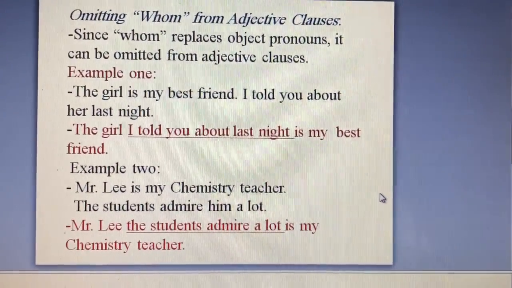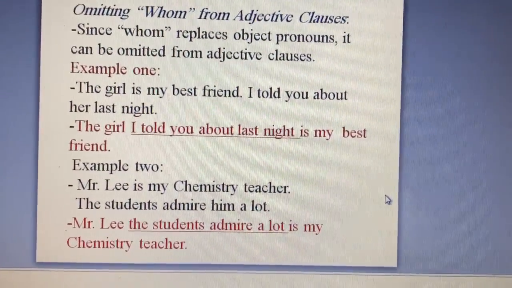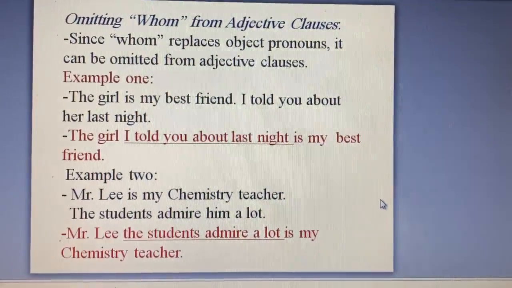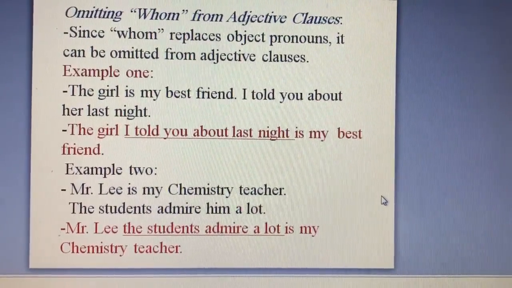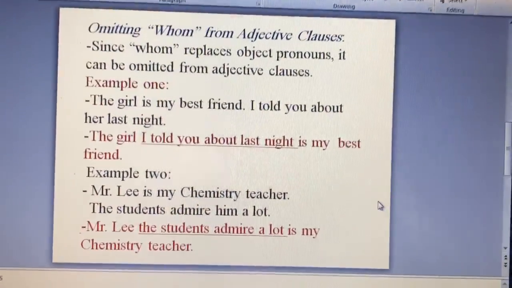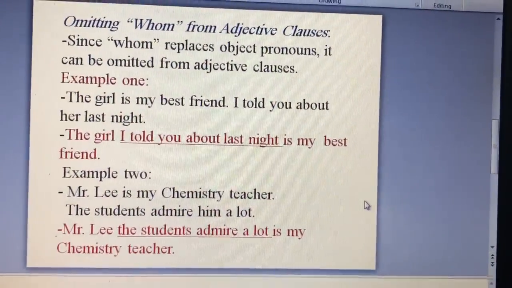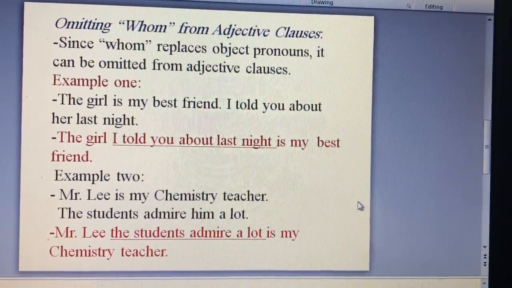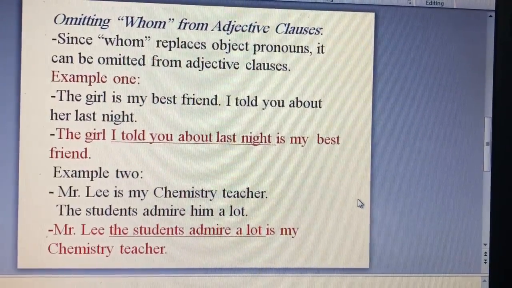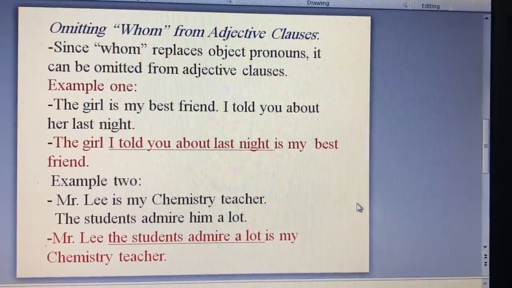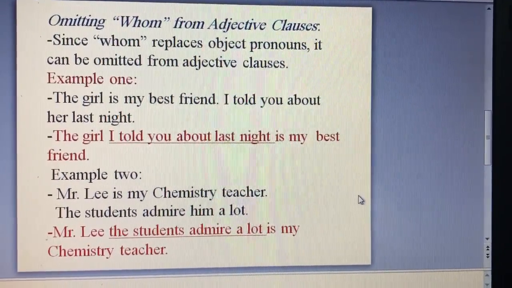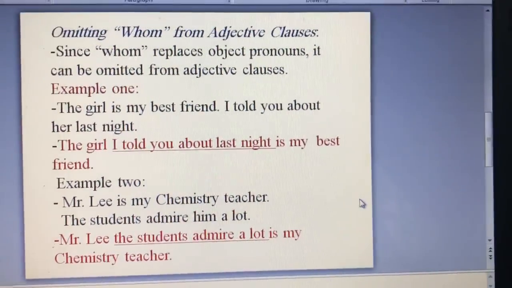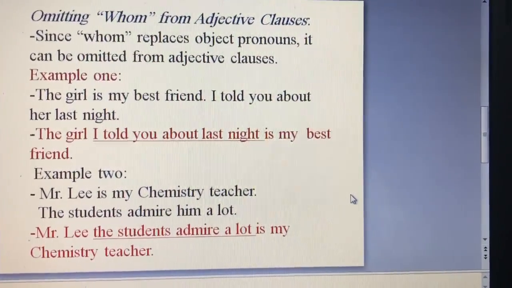Omitting whom from adjective clauses. Since whom replaces object pronouns, it can be omitted from adjective clauses. Example 1. The girl is my best friend. I told you about her last night. Here also we have two independent clauses. The noun girl is the word that is modified in the first clause. In the second clause, we have an object pronoun, her, that refers to the noun girl. It should be omitted from the adjective clause and replaced by whom.